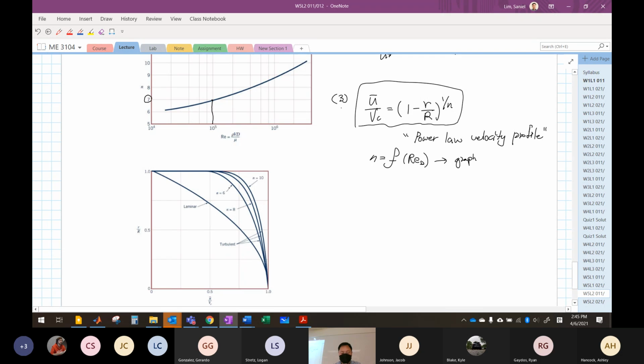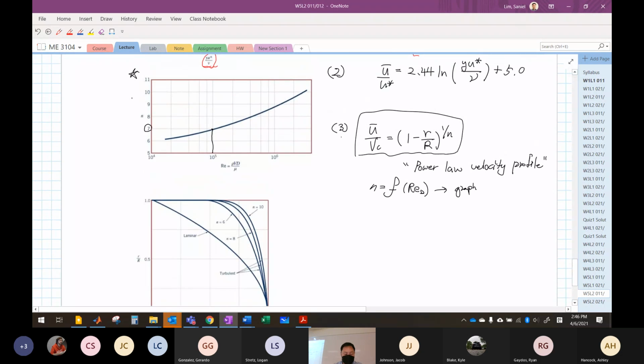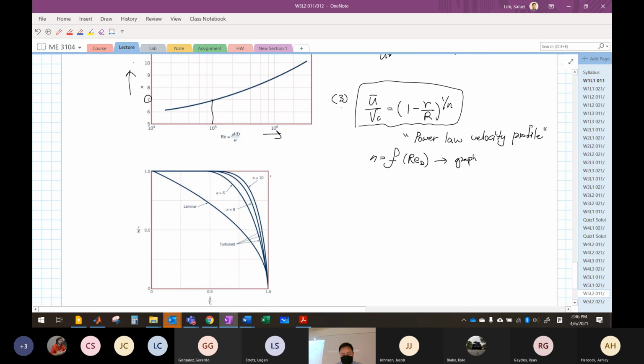Then if I have a larger n, it means the Reynolds number is higher, as we have in this graph. If you have a higher Reynolds number, the n value goes up. That means we have a higher velocity at the center line, but the relationship is not linear. So that shows you how much the velocity can change based on the n value here.